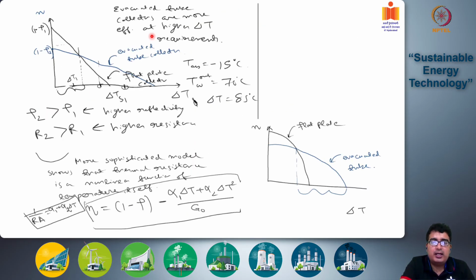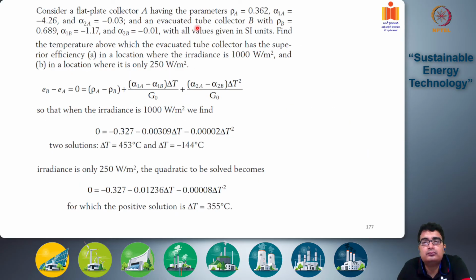Let's understand what these values are. We are using this value, alpha 1 plus alpha 2 delta T, as 1 by Ra, and the values of alpha 1 and alpha 2 are given for a flat plate collector and an evacuated tube collector, as well as the reflectivity values. Find the temperature above which the evacuated tube collector has the superior efficiency for two cases: a location where the G0 value, the solar flux, is 1000 watt per meter square, and a location where the G0 value, the solar flux, is 250 watt per meter square.